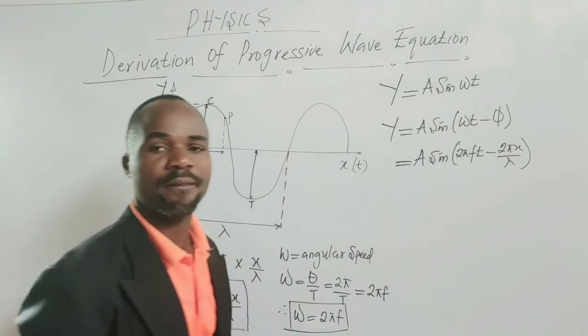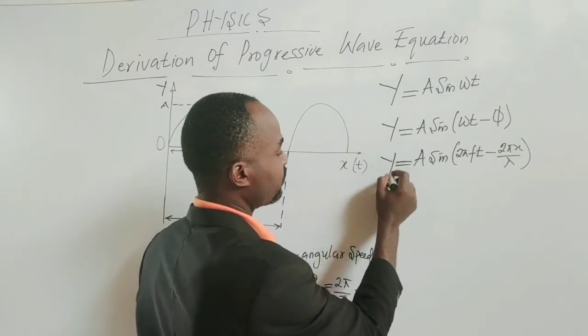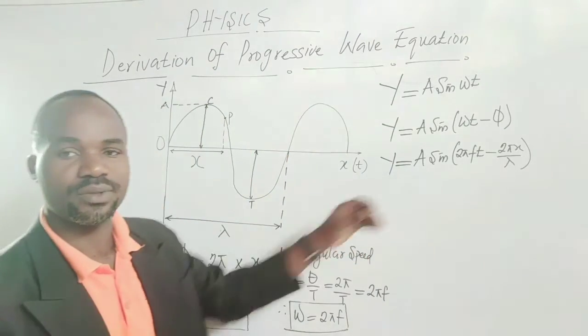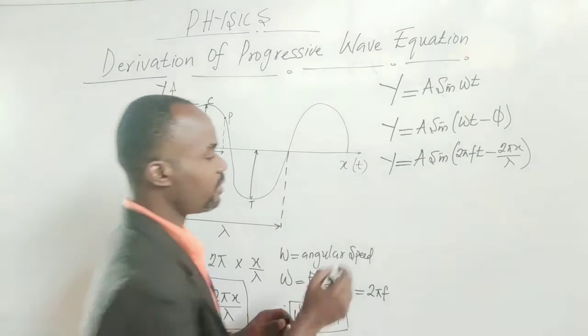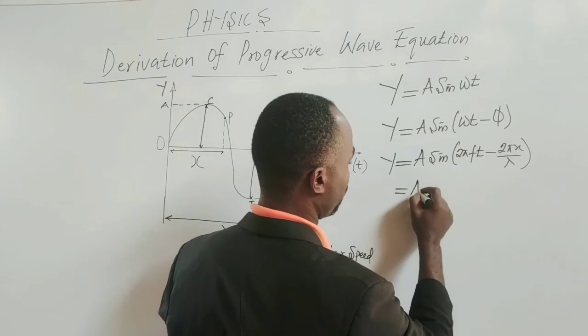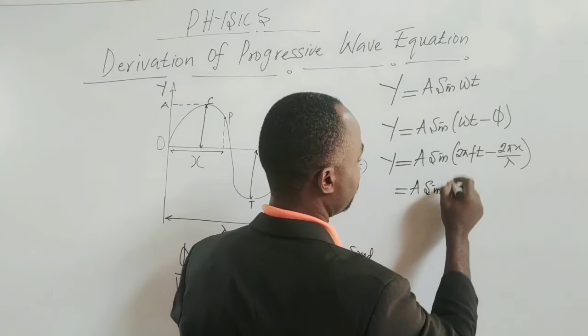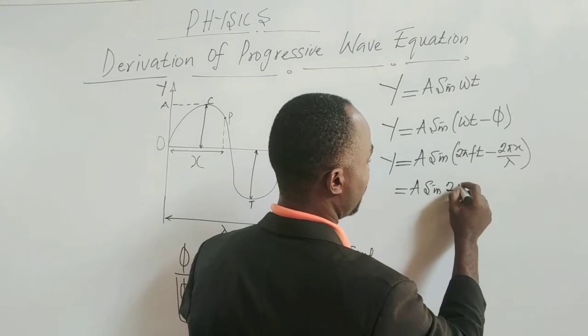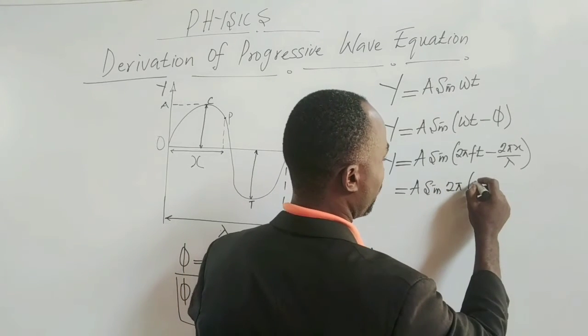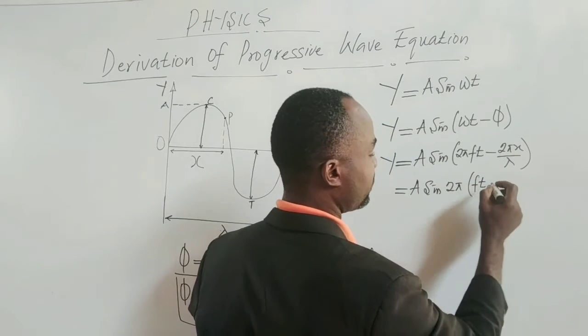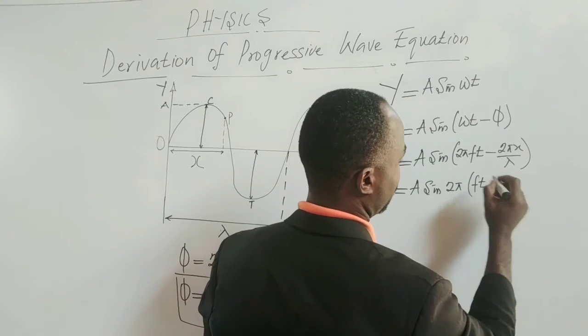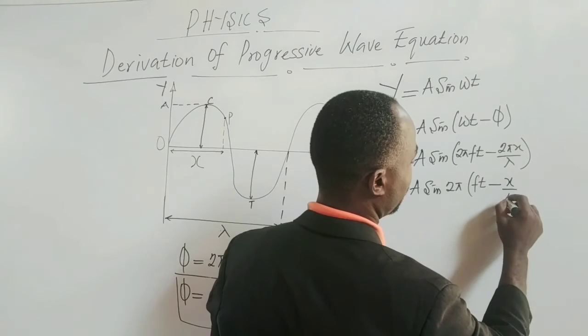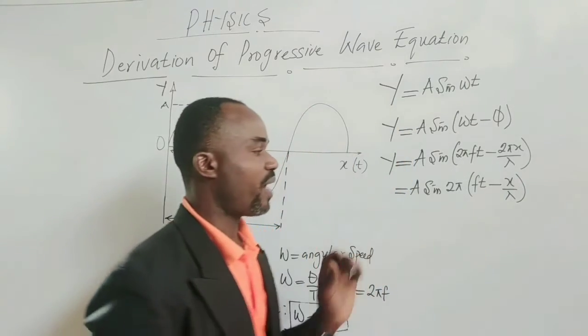All right. If you take a very close look at this relation, you will see that there is something common, and that common thing is just 2 pi. So we bring it out. Sine 2 pi comes out. Then inside we have f t, that is frequency times t, minus what? x all over wavelength.